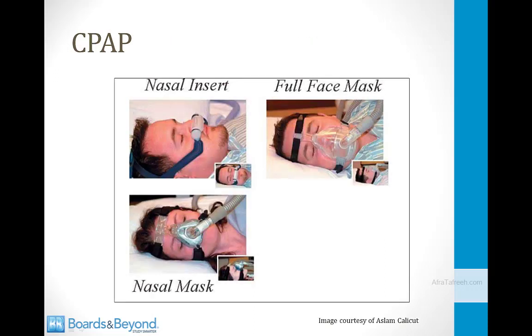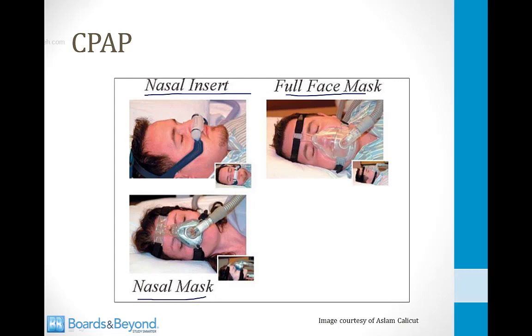These are some pictures of the different types of continuous positive airway pressure treatments that patients can use. So one is a nasal insert like I've shown here. There's also a nasal mask, and there's a full face mask. Patients have to connect this to a machine at their bedside, and then they have to sleep with it. And you can imagine it's very uncomfortable to sleep with one of these apparatuses on your face, and many patients are non-compliant. They're just not able to sleep with it on.